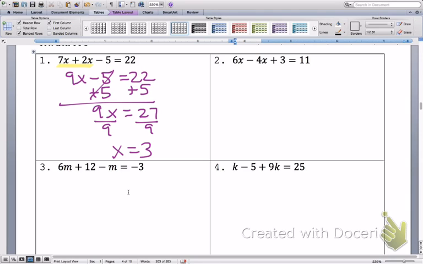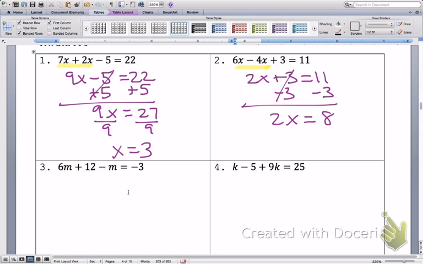In this case, again, there's no distribution. We're going to go ahead and combine one more time, just like in the previous problem. So we get 2x plus 3 equals 11. We have our two-step equation. We're going to subtract and divide. Subtract 3. And then we're going to divide by 2. So in this case, x equals 4.